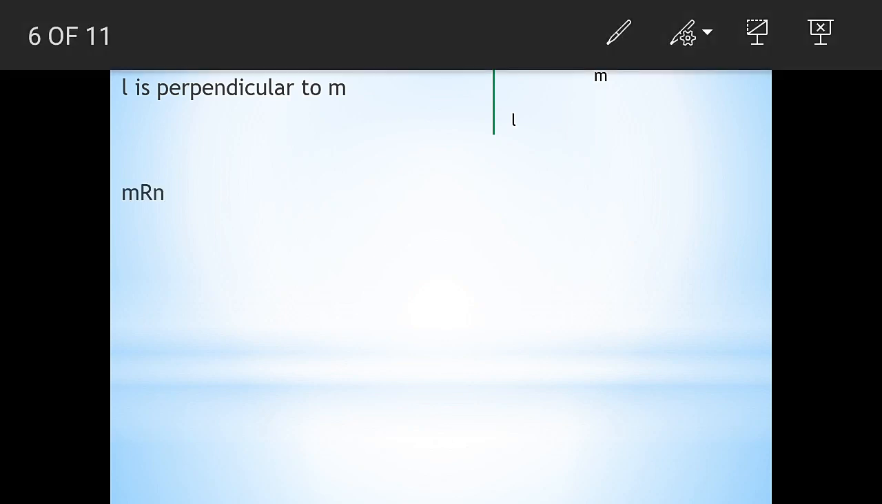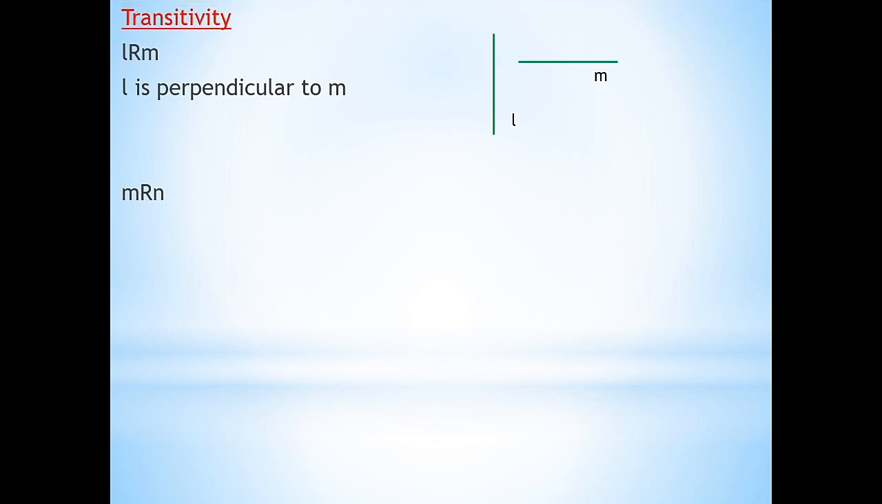Coming to transitivity, we have to check for two conditions. L is related to M. So it is already given. I have shown in the diagram that L is perpendicular to M. See, this is L. So L is perpendicular to M. Right. Now we have to check whether M is related to N or not. So I have to take one more line that is perpendicular to M. Okay, so now you can see that M is perpendicular to N. This you must also take. So that is taken. Now we have to check and prove the third condition.